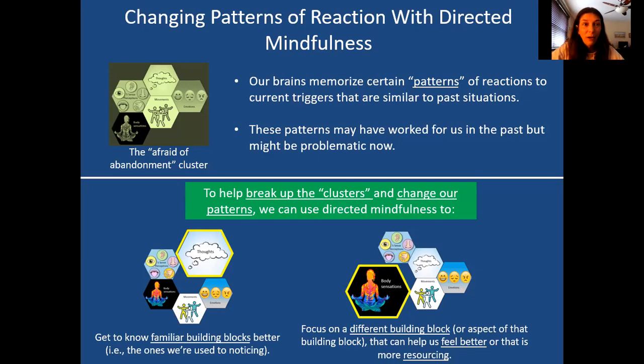I might have another one where I'm afraid of elevators and my afraid of elevator cluster comes up, okay? So in order to change my response to those triggers, I have to really use my directed mindfulness skills with the 5 building blocks and change my experience of them, okay? So how can I do this? To break up the clusters, we can look at some of these techniques on the bottom. We might notice that sometimes in an experience, we pay attention to our thoughts more than all the other building blocks. So let's say when I'm afraid of people abandoning me, I think, how will I ever live without this person?